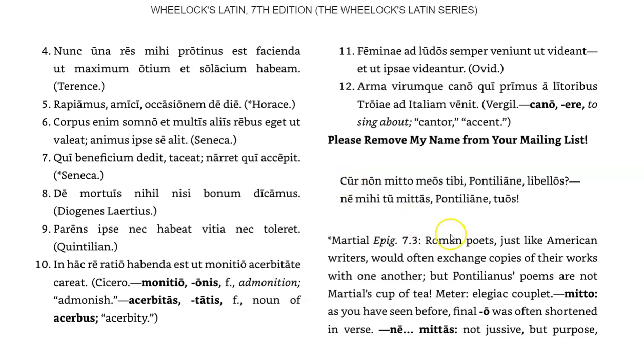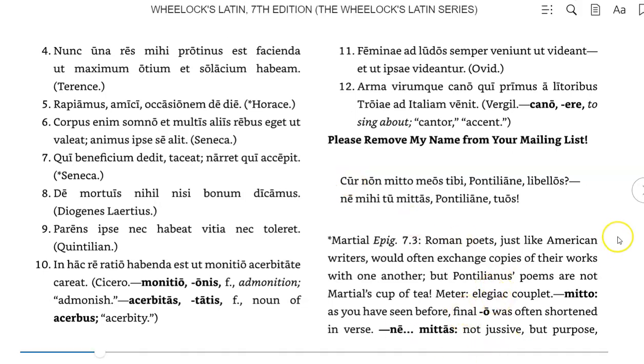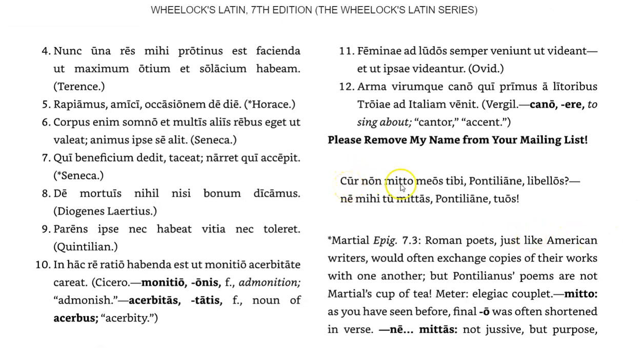So why, and again, you do have some help down here in terms of some of the vocab, which is also continued on the next page. But why do I not send to you my books? So why do I not, non mitto, send to you my books, libellos, Pontiliane, lest, or so that you don't send your books, Pontiliane, to me? So I think that's pretty funny.